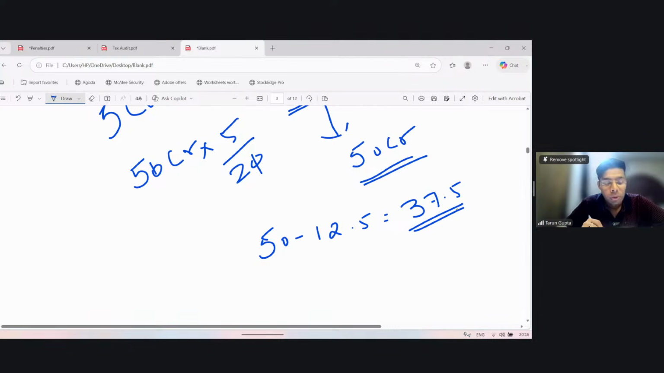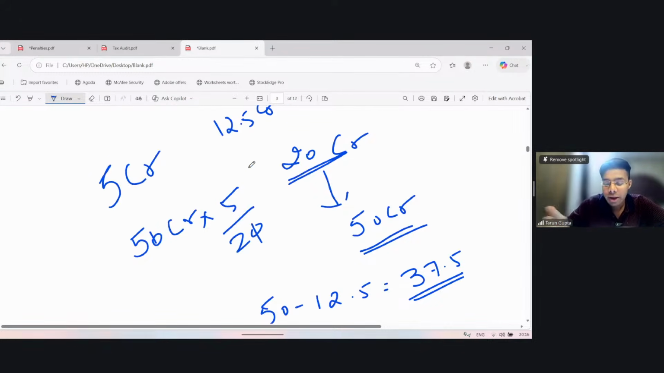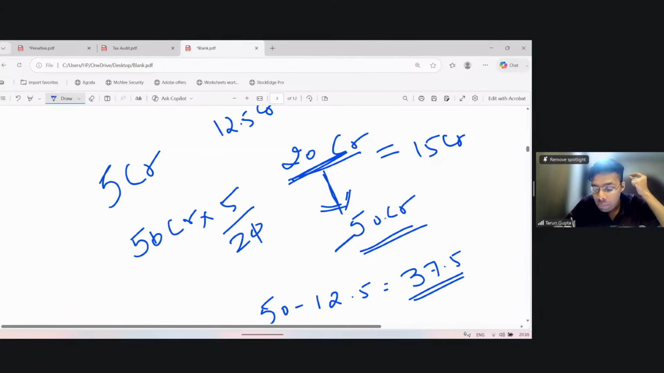Understood? So, this 5 CR would become 12.5 because I have invested 20 CR, out of which 5 CR is explained. So at that time, only 15 CR was undisclosed. Now this 20 CR becomes 50 CR. So I am not concerned about 50 CR. You can only tax me on the proportionate amount of 15 CR. So this 15 CR would become 37.5 CR. You understood how we compute it?